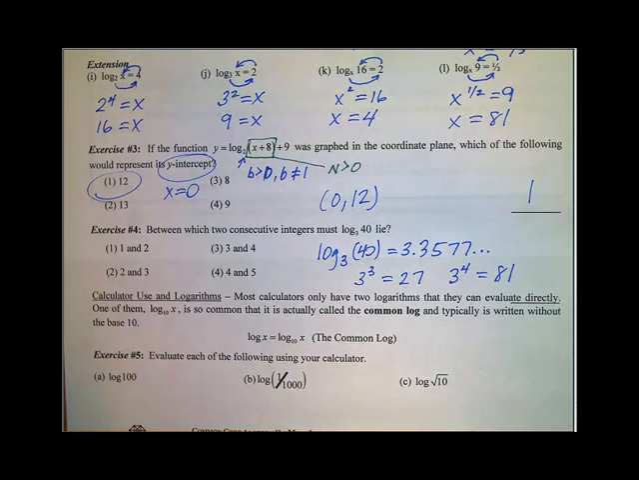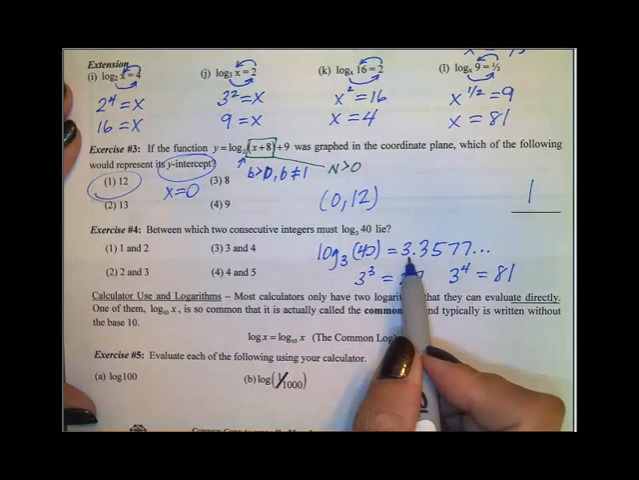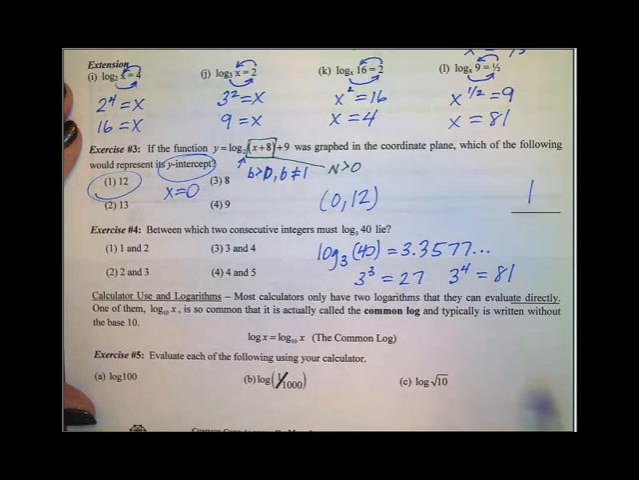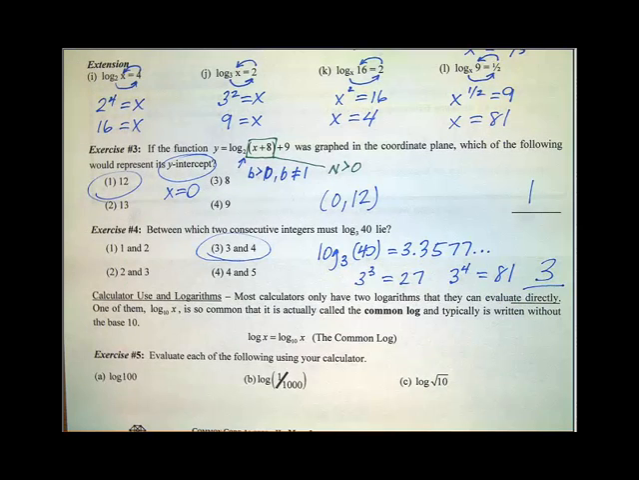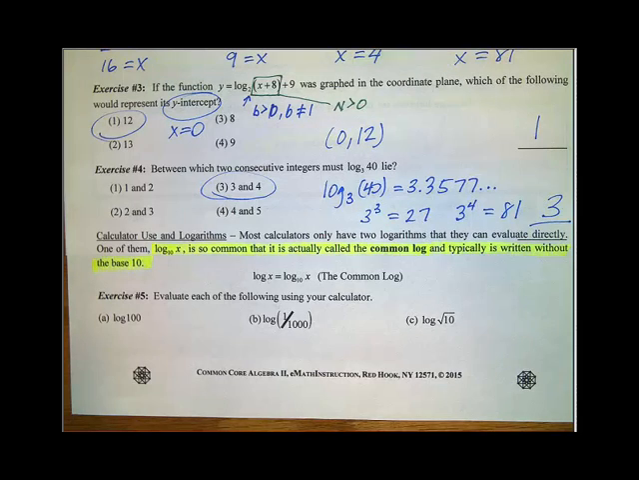So that's why the log of it is 3.3577, blah, blah, blah. So it is between which two consecutive integers? Choice 3, numbers 3 and 4. All right, again, pause the video, quickly read about calculator use and logarithms, and then let's do exercise 5.